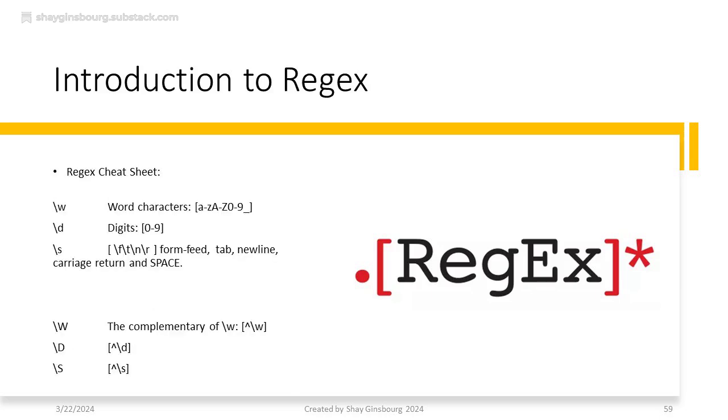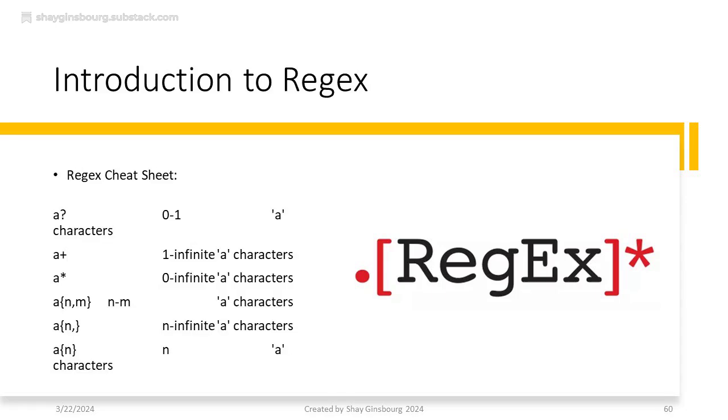\w is word characters, A to Z, capital A to capital Z, 0 to 9, underscore. \d is digits, 0 to 9. \s is \f, \t, \n, \r: form feed, tab, new line, carriage return, and space. \W is the complement of \w, caret \w. \D is the complement of \d. \S is the complement of \s.